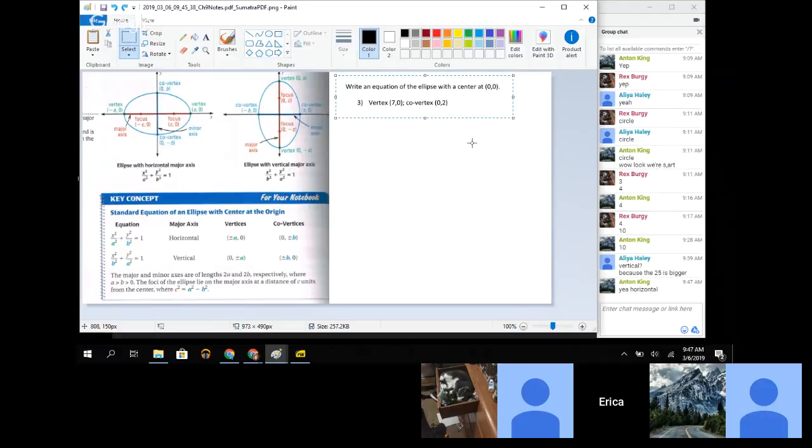I would agree with Olivia. Yep, that's right, Anna. It's going to be horizontal, right? The 7x, that's your x component, is bigger than 0.2, which is your y component, right? So it's going to be a horizontal ellipse.